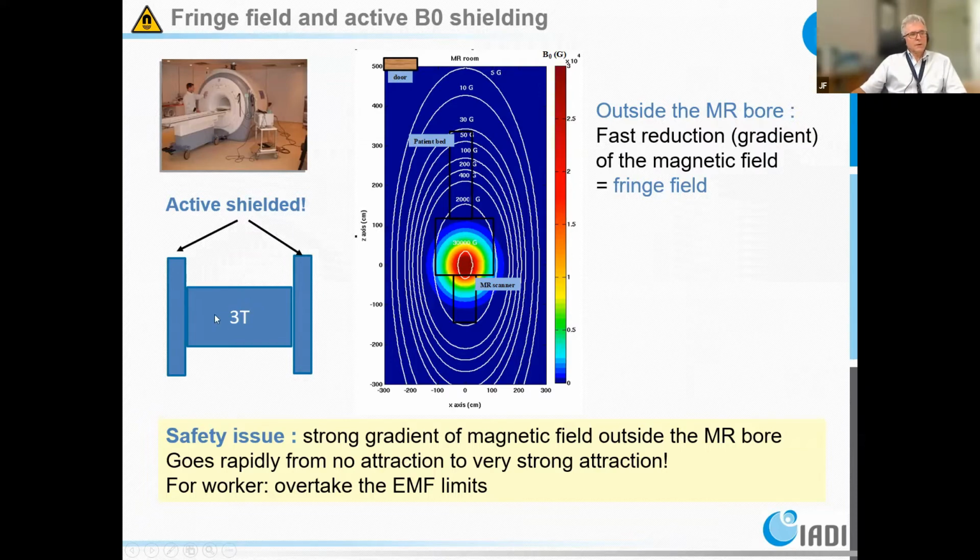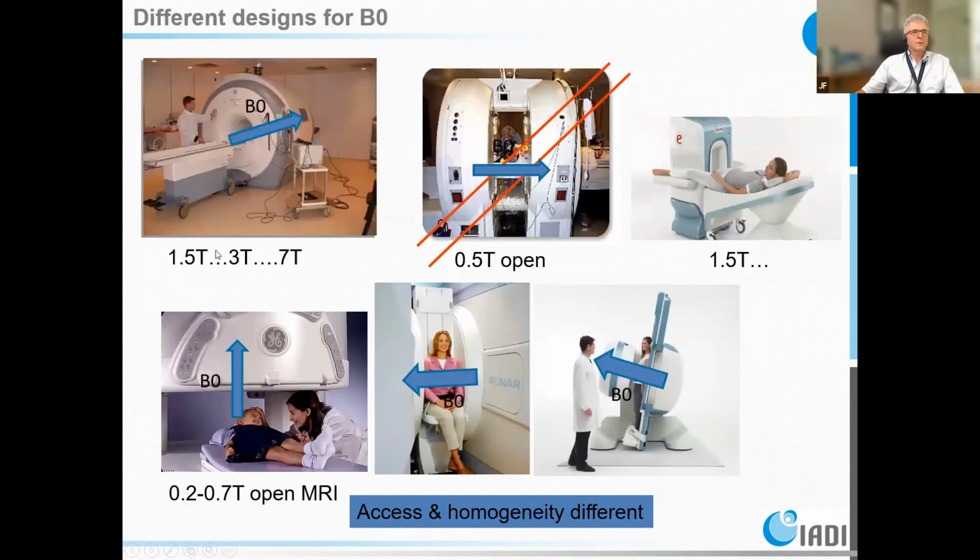This means that you have 3 Tesla in the middle, but we add some extra coils here just to reduce the magnetic field rapidly outside the system, just to have this 5 Gauss line closer to the system. So you can have closer rooms, and it's less dangerous for pacemaker patients and so on. So 3 Tesla in the middle and some active coils here. I just go back here and show you this again.